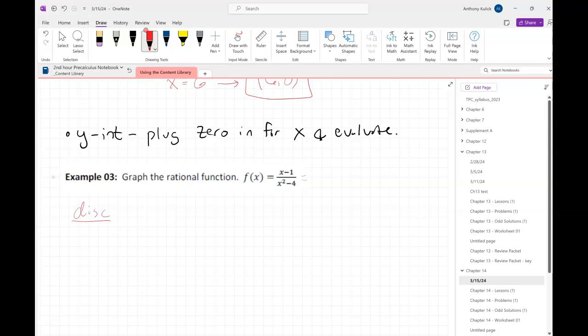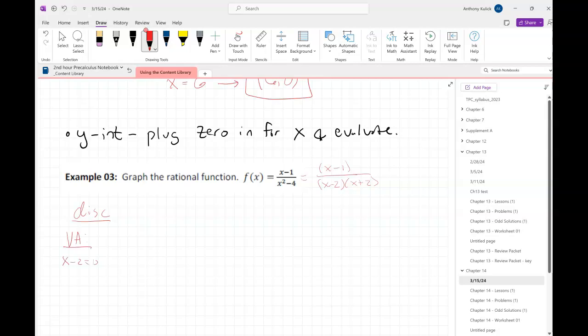So everything we do requires a reduced fraction, right? So right from the jump, I'm going to just factor this to see if I have anything to reduce. Do you see anything to reduce? Nope. Will that happen a lot? Yup. All right. So discontinuities. I can only have vertical asymptotes since I didn't reduce anything. Everybody agree?